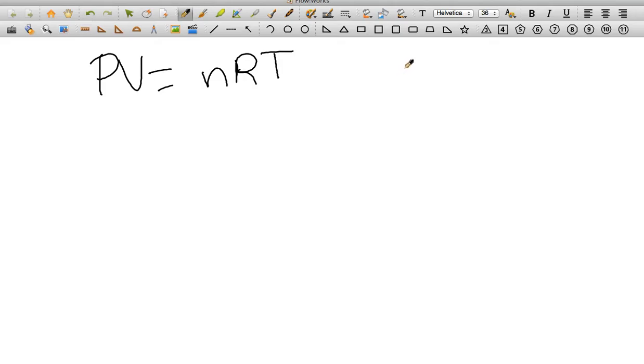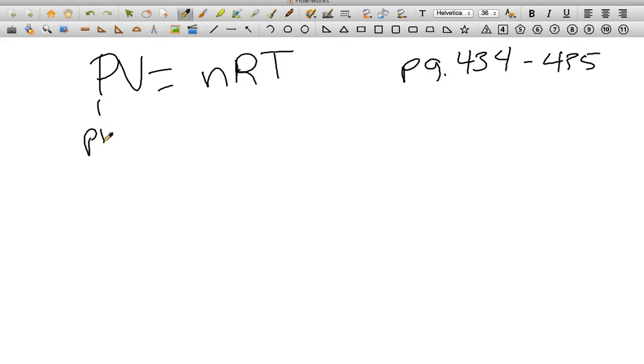Okay, and this is going to be on page 434 in your book. If you want to go through and read the section on ideal gas laws, you're more than welcome to. You're going to need the chart on page 435 because this is the chart that's going to give you the constant for R. So let's talk about what PV equals nRT means.